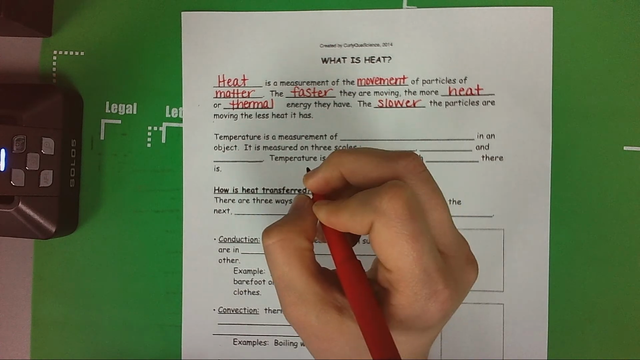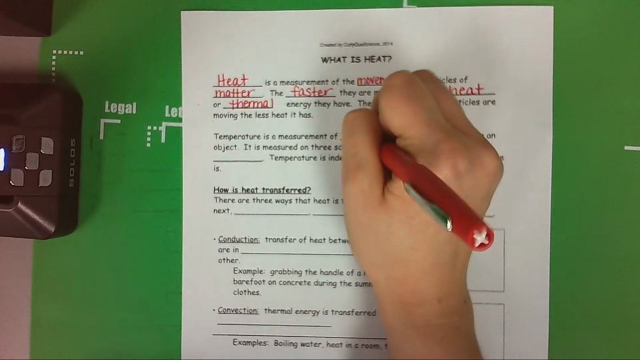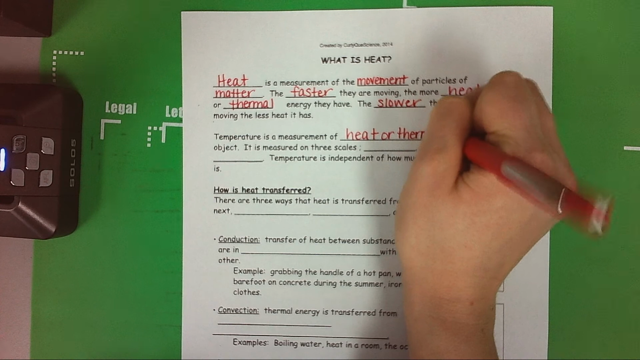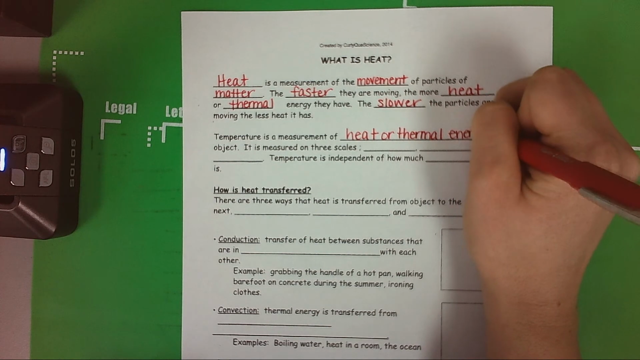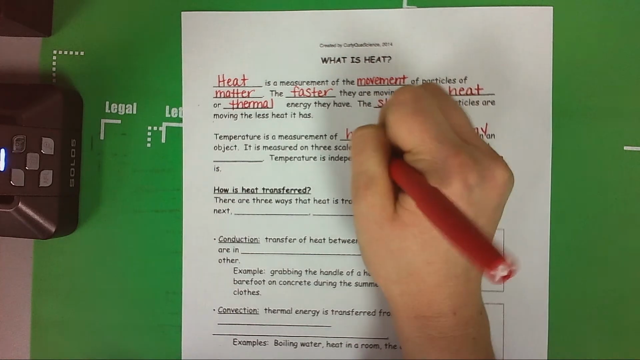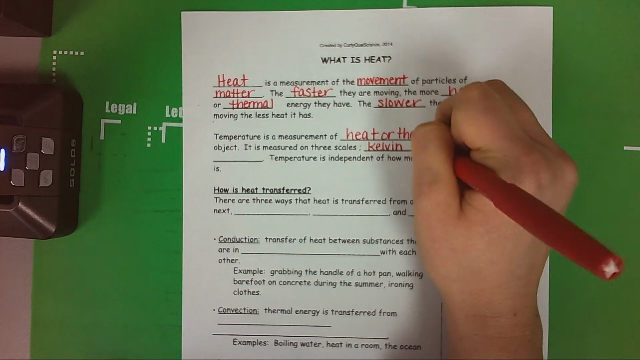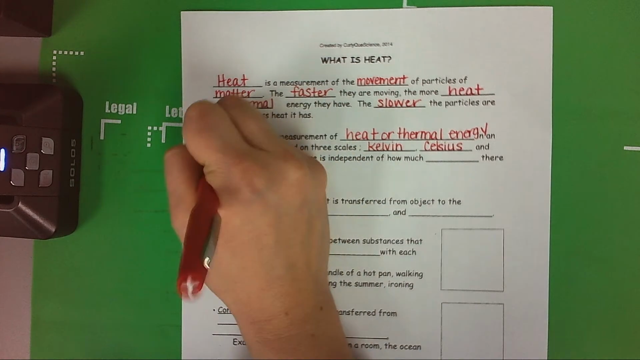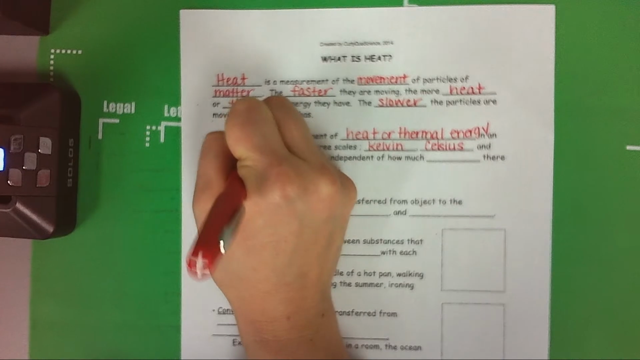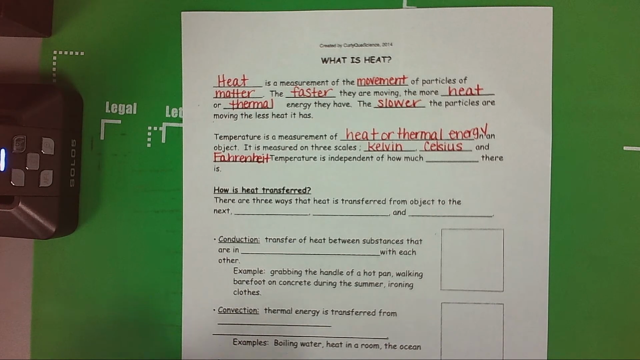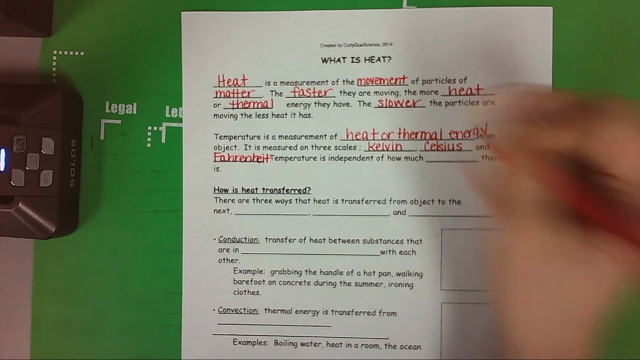So temperature is a measurement of heat or thermal energy in an object. It is measured on 3 scales: Kelvin, Celsius, and Fahrenheit. Temperature is independent of how much matter there is.